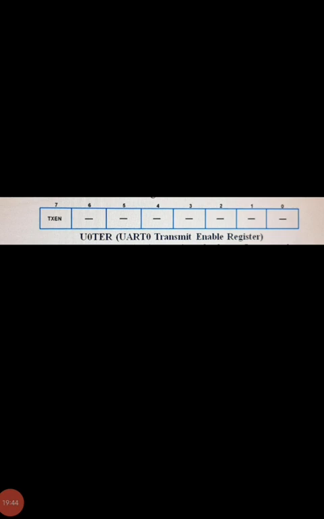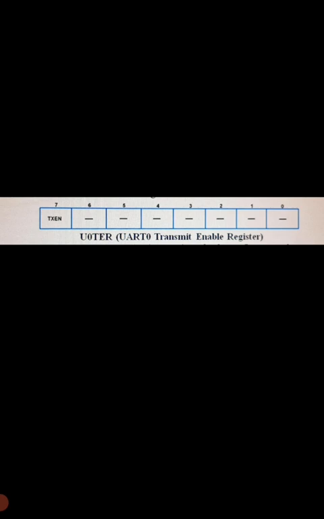The programming of the UART: the first step is the initialization of the UART, that means configuring pins P0.0 and P0.1, that is the corresponding bits of the PINSEL. The second is receiving a character. The third step is transmitting a character.